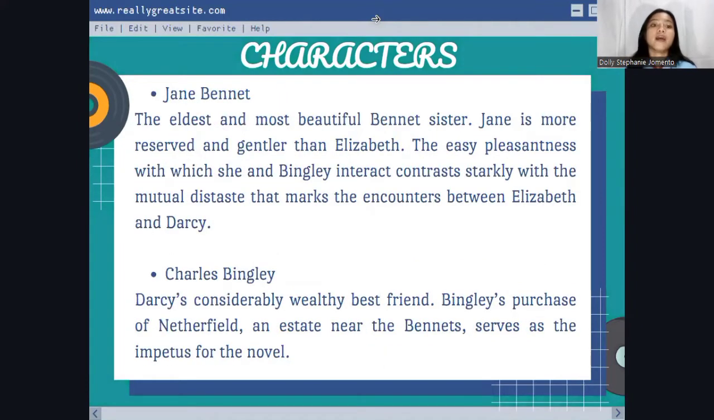So we have here Jane Bennet, the eldest and the most beautiful Bennet sister. Jane is more reserved and gentler than Elizabeth. The easy pleasantness with which she and Bingley interact contrasts starkly with the mutual distaste that marks the encounters between Elizabeth and Darcy.